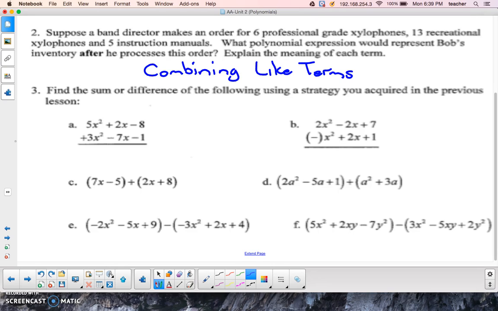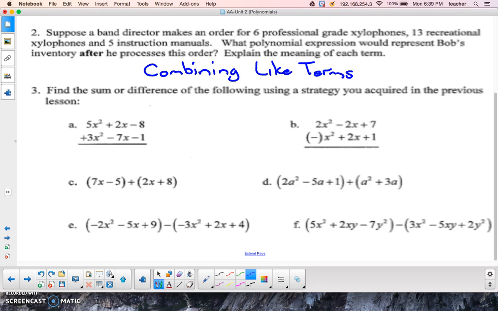Usually, you will see expressions written out horizontally, like in C through F. Occasionally, you'll see something like A and B, where the terms are lined up under each other using addition or subtraction. Notice in B, the subtraction is in parentheses. This is very important because when you subtract an entire expression, not just one term, but several, you have to subtract each piece, each term.